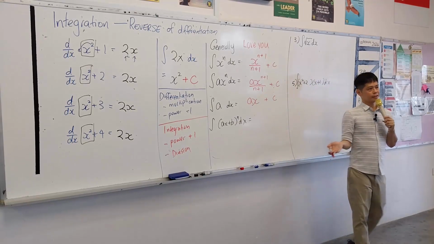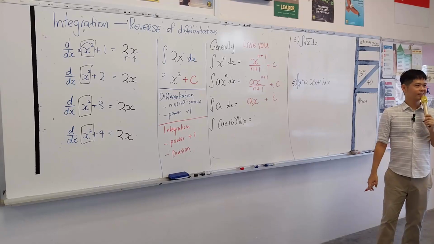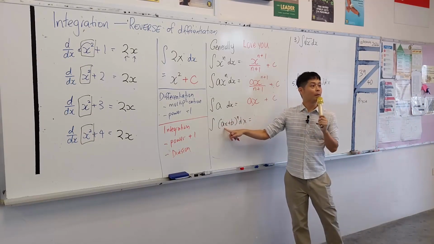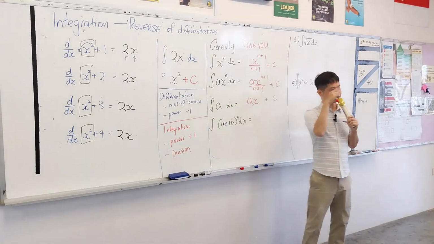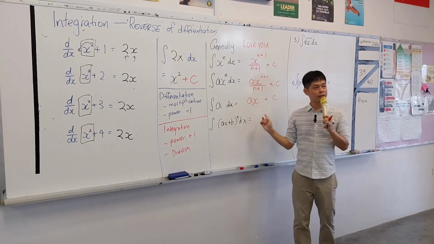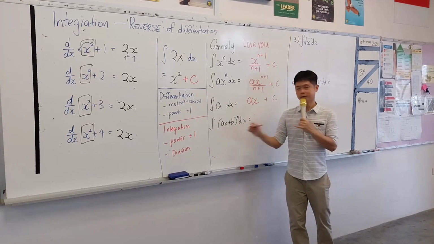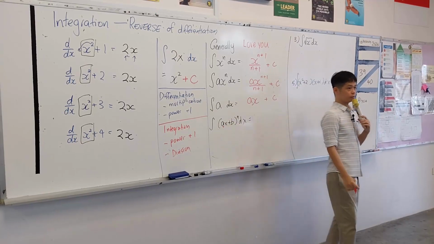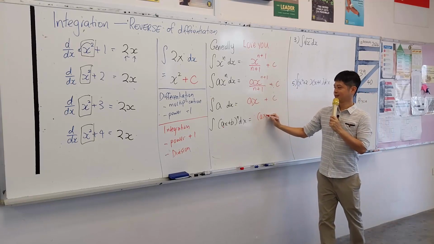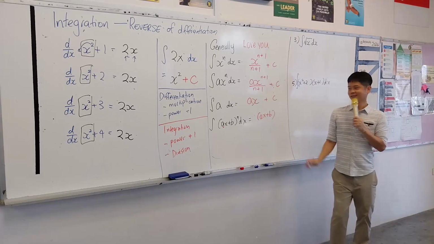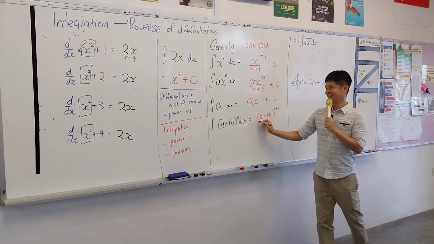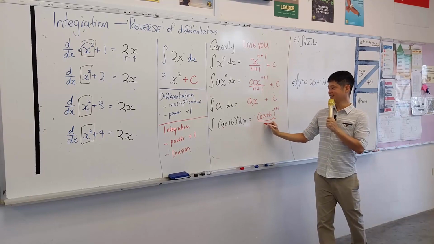Okay, the last one. You always bring down the power, minus 1, and then multiply by this. Now let's think of the reverse. Again, for differentiation we always bring down the power, minus 1, and then still multiply by this. So for integration, let's do the reverse. What do I do? The power plus 1, divided by the new power.